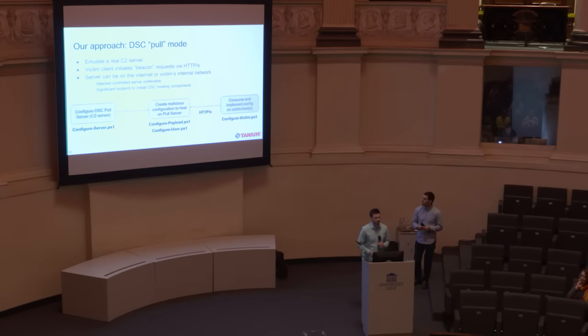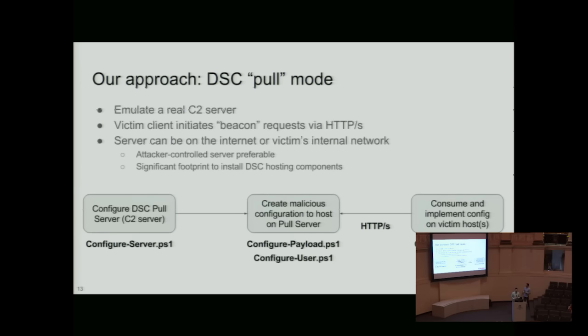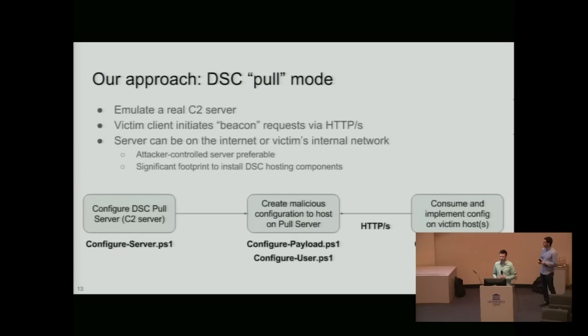One of the first design decisions that we had to make was the push versus the pull decision. Do we want our victim host to have to go out and pull configs, or do we want to rely on our C2 server to have the ability to push down configs? And it's pretty evident that we want to go with the pull mechanism. For the first part, it emulates a true C2 server. It also doesn't require a route to the internal host.